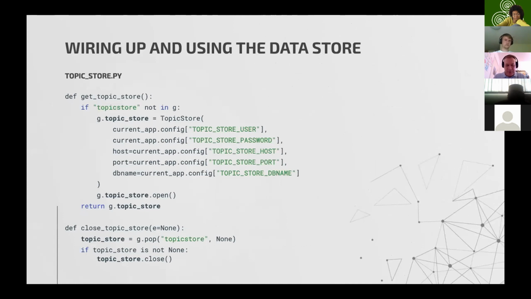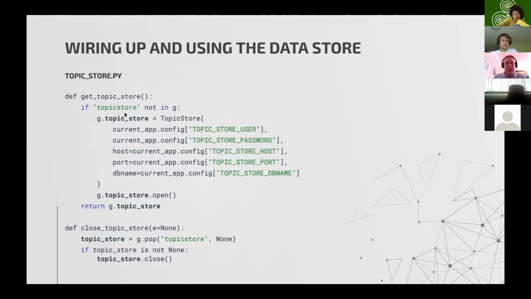There is a tutorial in the Flask documentation. I think it's a blog application, but at some point they're saying, well, how do you actually connect your backend, how do you wire up your backend? This is how you do it. At some point, you have a get topic store, in my case, or in the case of the actual application in the documentation, it was get DB.